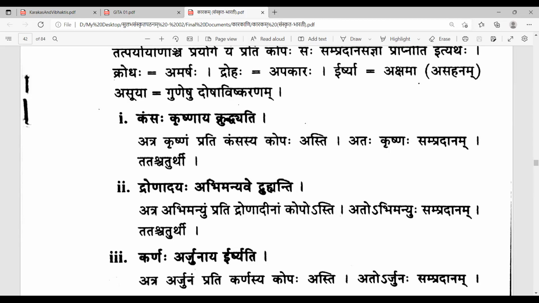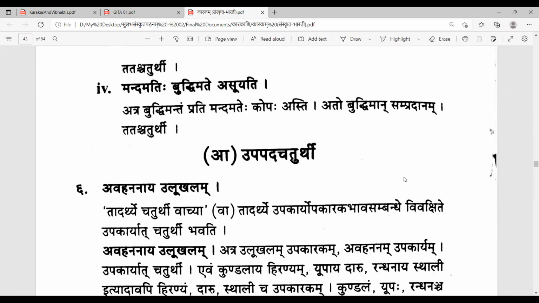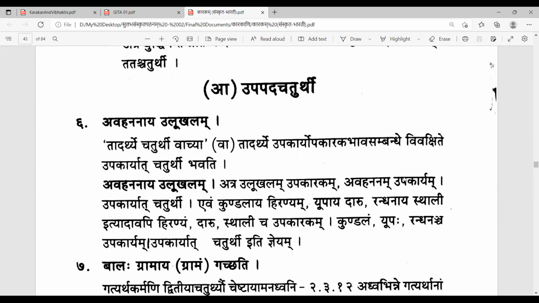Even the theory given in that book is complicated. I'm just saying, the exercises are easy too, but the theories are a bit complicated. A little complicated means this Chaturthi Vibhakti is like that. Maybe the first three Vibhaktis, Karta, Karma, and Karana, are simple.